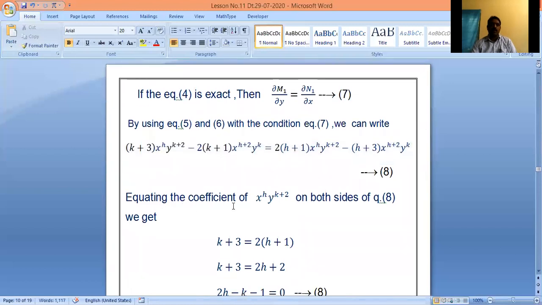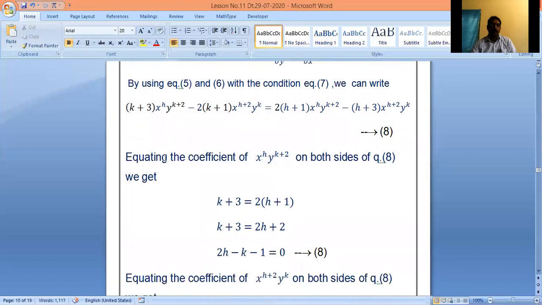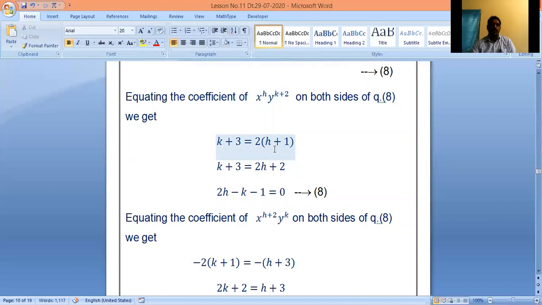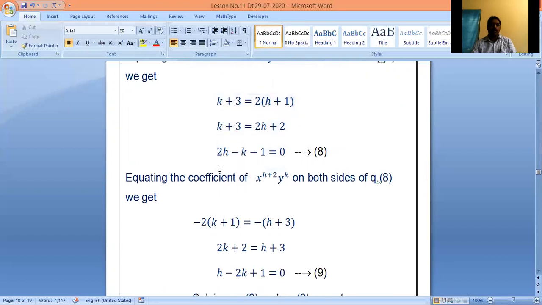Now, equating the coefficient of x^h y^(k+2) on both sides of equation 8, we get here x^h y^(k+2) coefficient is k+3. Here x^h y^(k+2) coefficient is 2(h+1). By equating these coefficients, we get k+3 is equal to 2(h+1). That implies k+3 is equal to 2h+2. That implies 2h − k − 1 is equal to 0. Let this equation be 9.